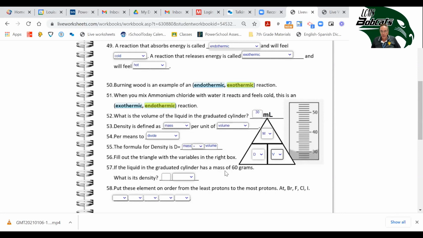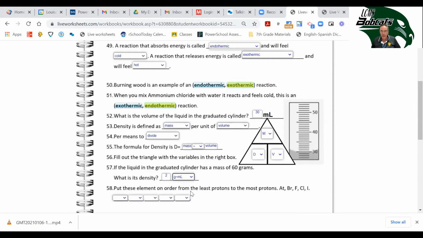If the liquid in the graduated cylinder has a mass of 60 grams, so 60 would go up here on the top. We said the volume was 30 down here. So 60 divided by 30 is 2. And our unit is going to be grams divided by milliliters. So what is the unit? It's grams divided by milliliters. So sometimes you put a slash there, it would be g/mL.